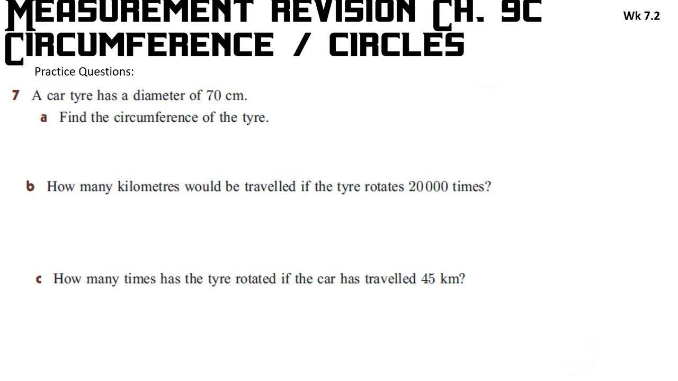Now we're looking at some worded problems. So if we had a car tire with a diameter that we knew, we want to find the circumference. What about if the tire rotates 20,000 times? How many kilometers would be traveled? So you need to think about that one a little bit, about the circumference that's rolled over. We know how many times that's rolled over, so we can calculate a distance. And then this is sort of using the other process. If we know the distance, we want to know how many times has it rotated. Solutions below.